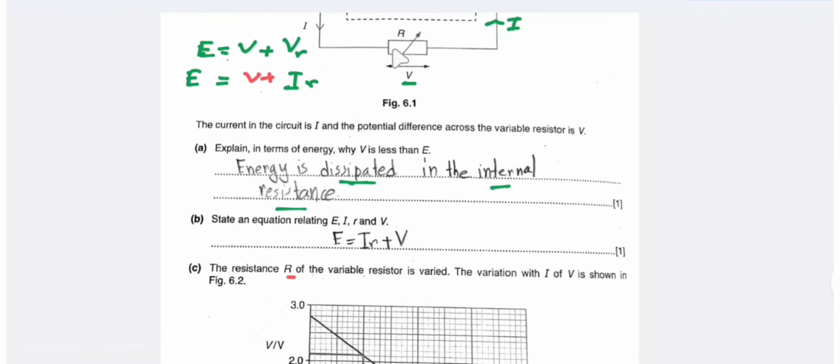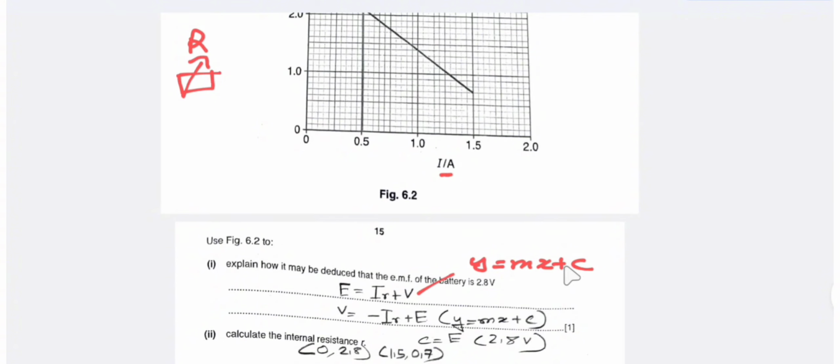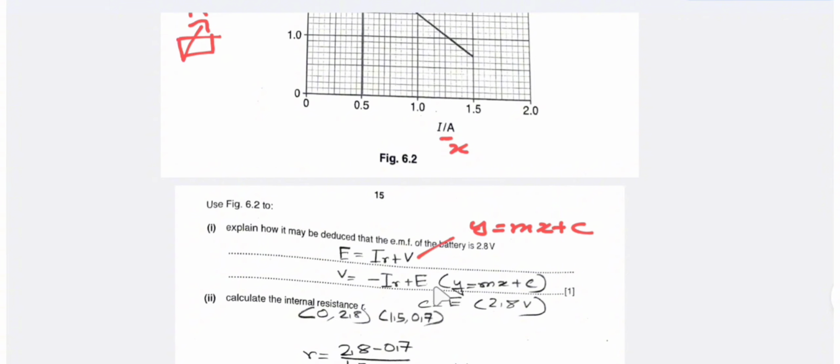Now explain how it may be deduced that the EMF of the battery is 2.8 volt. Here we know the equation, that is EMF is equal to I small r plus V. And here we can see that the voltage is on the y-axis and the current is on the x-axis. So we can convert this equation in terms of y equals mx plus c, where m is the gradient and c is the y-intercept. If we rearrange and make V in terms of I, then V is equal to negative Ir plus E.